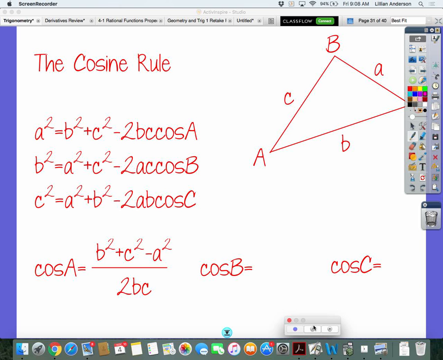All right, so today we're talking about cosine rule. This is another rule that is used to determine side lengths and angle measures of non-right triangles.